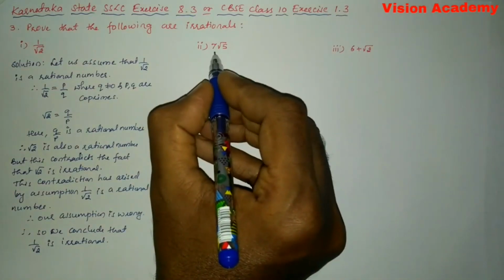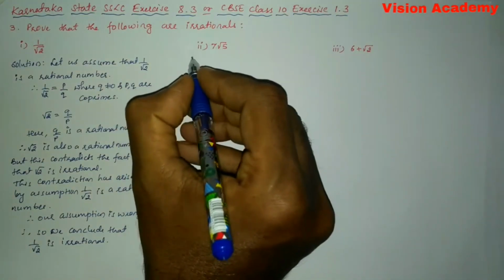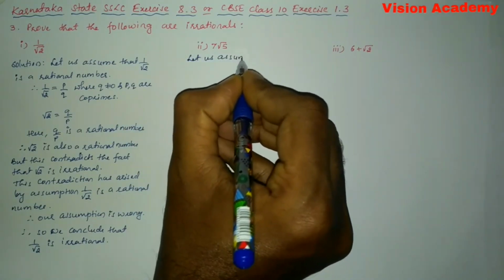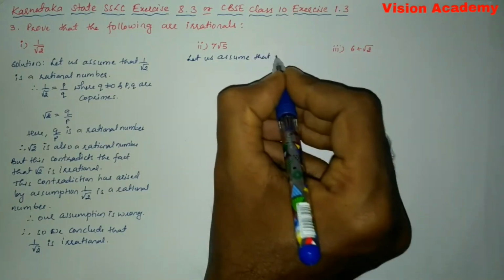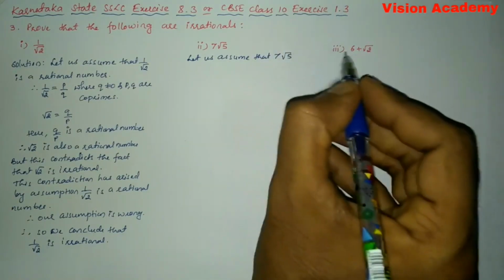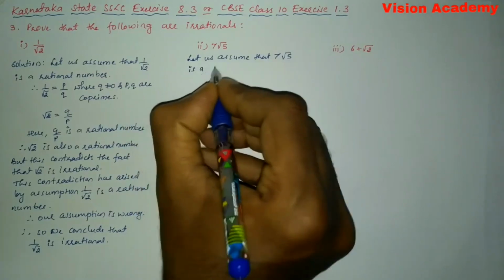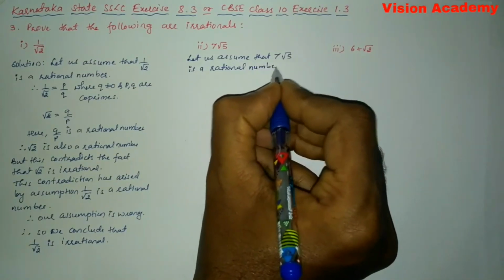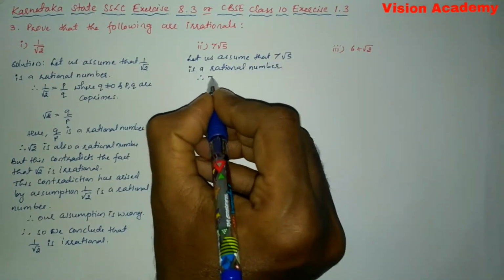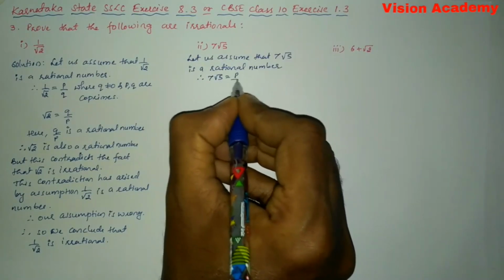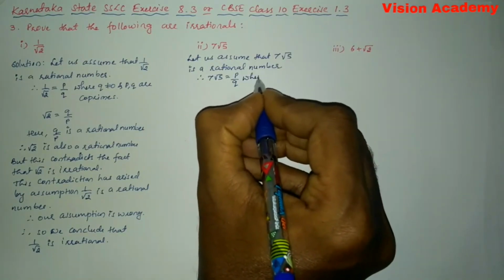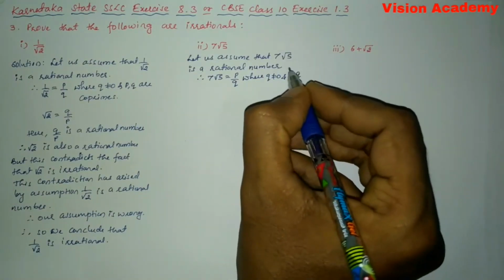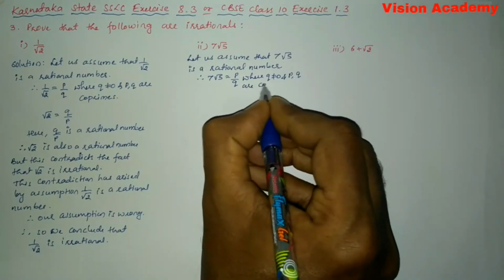Now come to Roman number 2, 7 square root of 5. So here also let us assume that 7 square root of 5 is a rational number. Here therefore we can write 7 square root of 5 is equal to p by q, where q is not equal to 0 and p, q are co-primes.